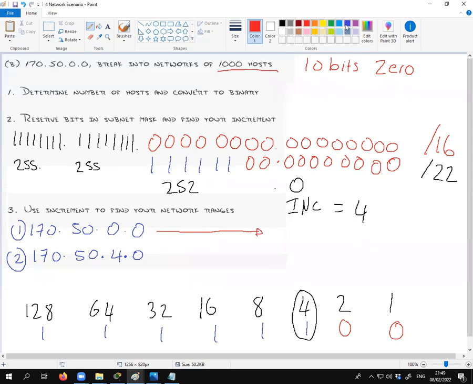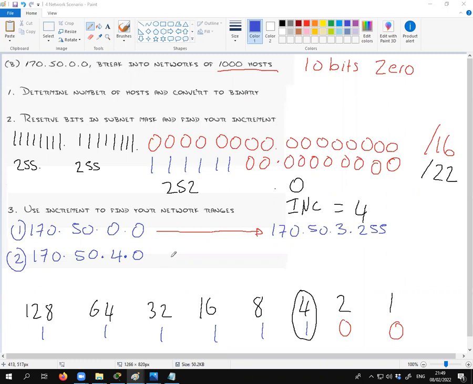Is it 3.255? 170.50.3.255. Awesome. Yes, very good. And their very next address is 170.50.4.0. Yeah. Good.